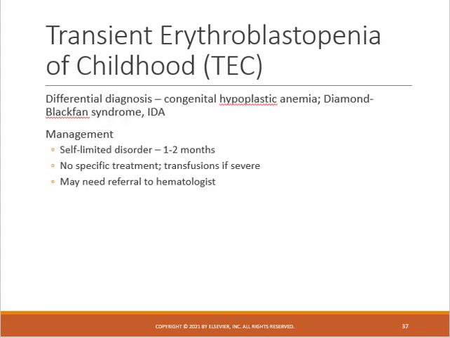Some differential diagnoses to include would be congenital hypoplastic anemia, a condition called Diamond-Blackfan syndrome, and iron deficiency. The management is self-limited, 1 to 2 months. There's no specific treatment. If the hemoglobin is significantly low, a transfusion may be required and may need to be referred to a hematologist.